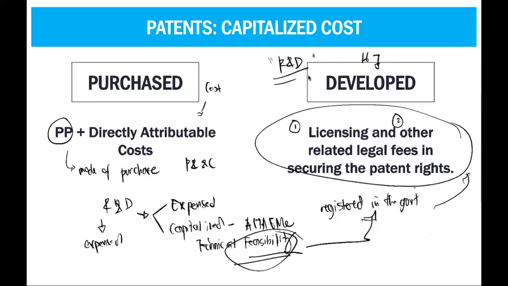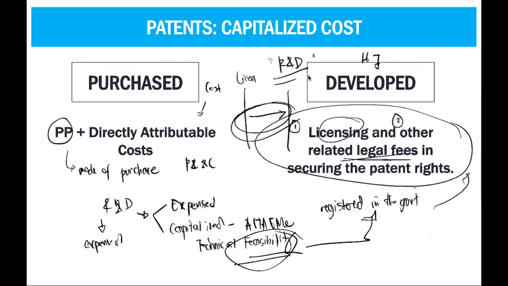Remember again that in our theory part, all of the different items must be present. But in the problem solving part, what you need to see is the technical feasibility. Therefore, guys, if you are given R&D as to your patent, always take note that we will only capitalize the development cost on the patent once there is licensing and other related legal fees. So in short, from the time there is licensing onwards, if that is the development stage, those items are added as cost of your patent. And what are those items? Only two items, licensing and your legal fees.